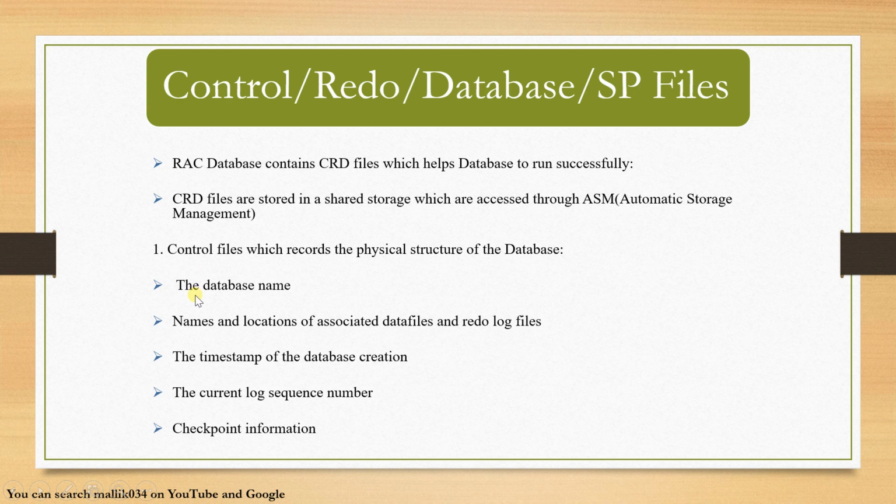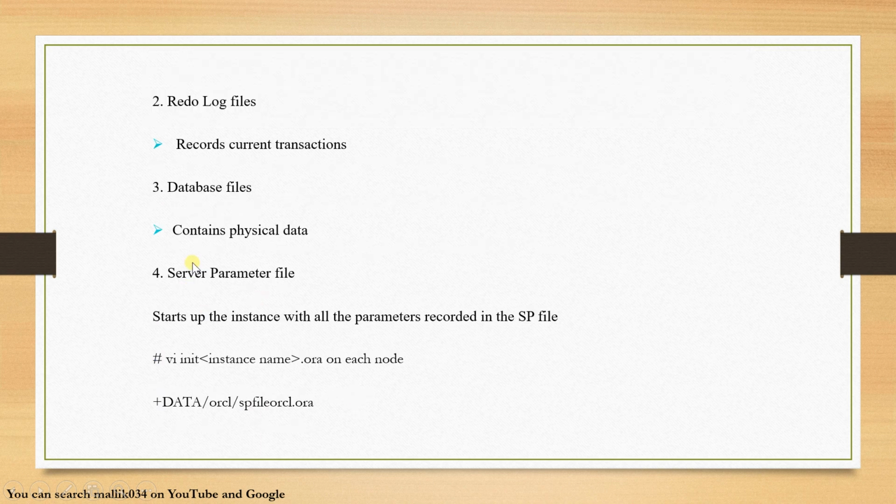And what does the control file contain? Database name, name and location associated with data files and redo log files, timestamp of database creation, current log sequence number, and checkpoint information. So all this information will be available in the control file. The redo log file records the current transaction information. The data file is the actual physical data, and the server parameter file is my parameter file, which contains key-value pairs. It will be like init plus instance name .ora on each node, and at the database level it will be in plus DATA. If your database is orcl, it's like spfileorcl.ora.